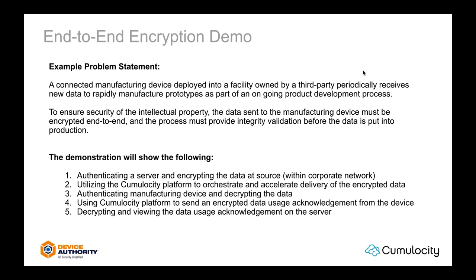And we're going to also then show the device receiving appropriate permissions and being able to decrypt that data, and then subsequently send back the acknowledgement of data consumption to the original sending party. So we're going to show the first server, which is typically deployed within the internal network. This has a Device Authority agent sitting on it, and it's going to encrypt the data at source and then deliver it up to the Cumulocity platform. Then we're going to notify the endpoint device that it has a new file and tell it to download that file, decrypt it, and process it accordingly.